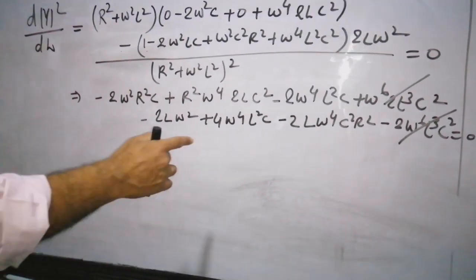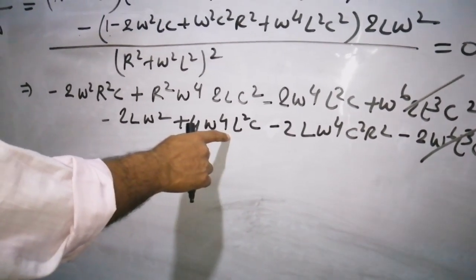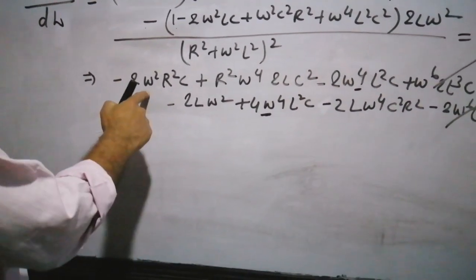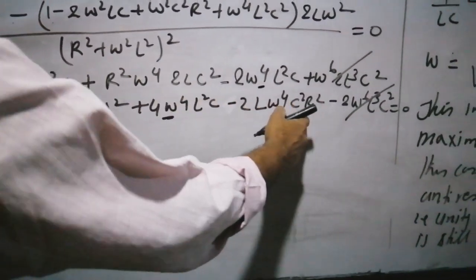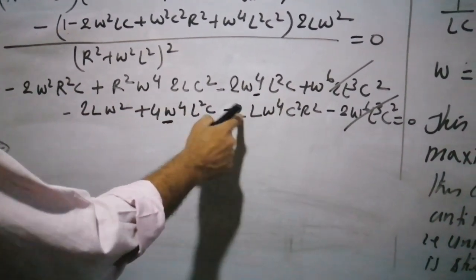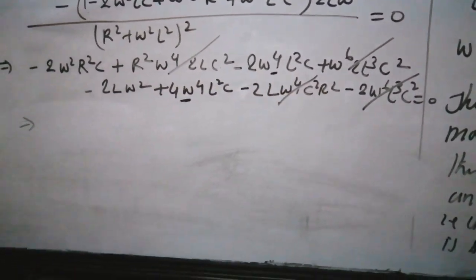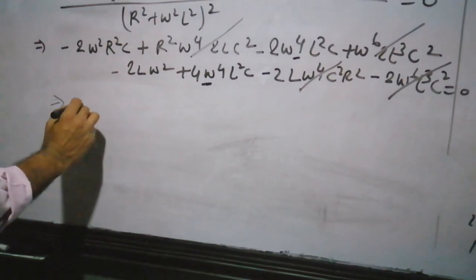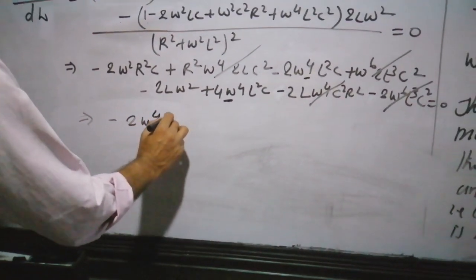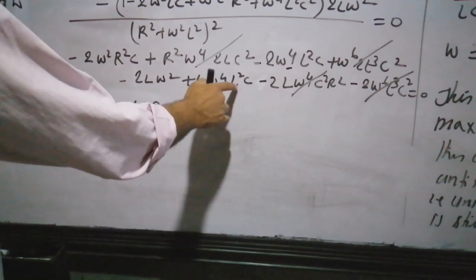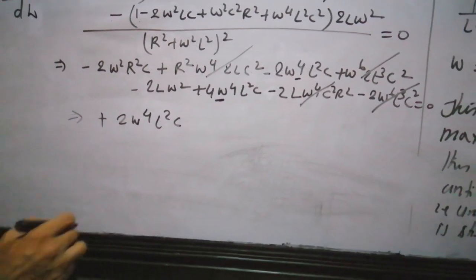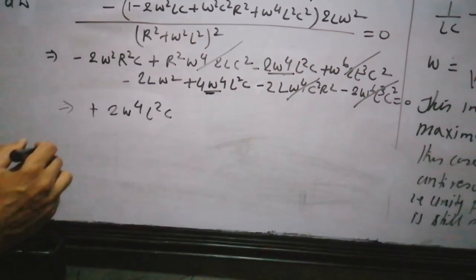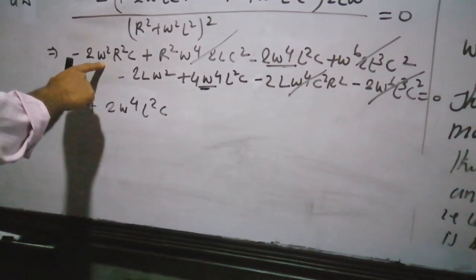I think this 4 omega 4 L square C is a similar term. Another term will also get cancelled: yes, R square omega 4, 2L, and C square, so this term also cancels. Now the remaining terms I have to write down. This term I was going to write: also minus 2 omega 4 L square C, and this 4 omega 4 L square C means I have 2 omega 4 L square C. So this term and this term are also gone. Now next let me write. The next term is, I think, this term left.